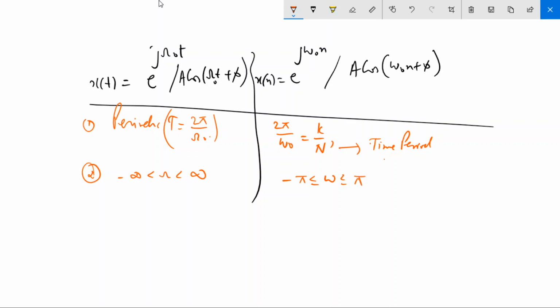Okay, it means all the signals between minus pi to pi, they will be unique, and if you go beyond a band of 2 pi, the signal will start repeating. So it is not necessary that you choose a band of minus pi to pi, any 2 pi band. It may be 2 pi to 4 pi, 3 pi to 5 pi. Within that band, the signals themselves are different.